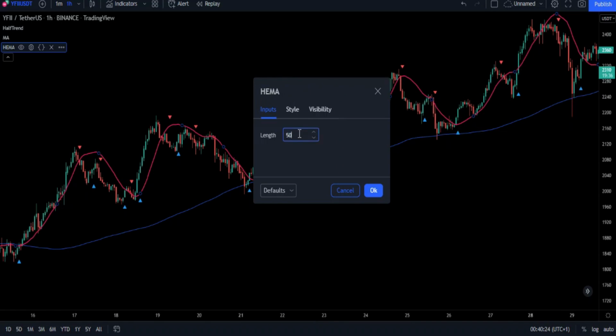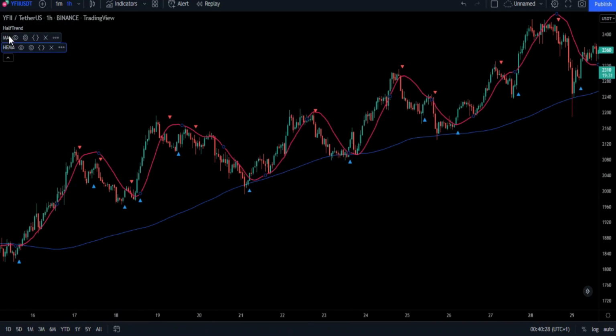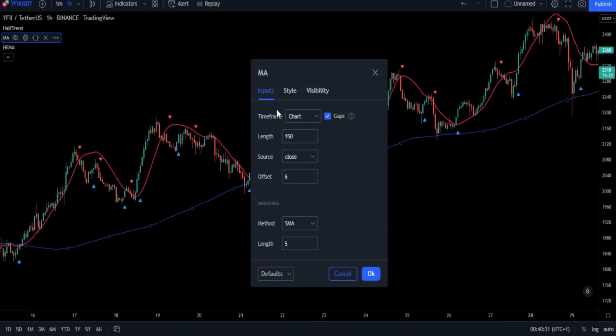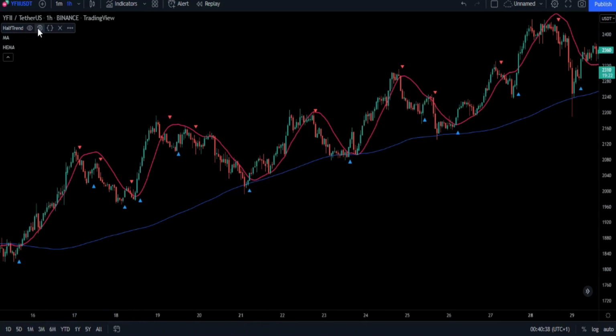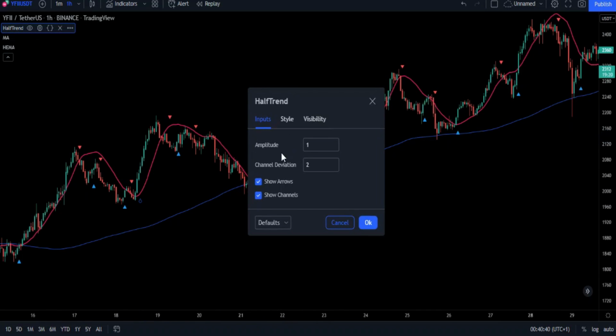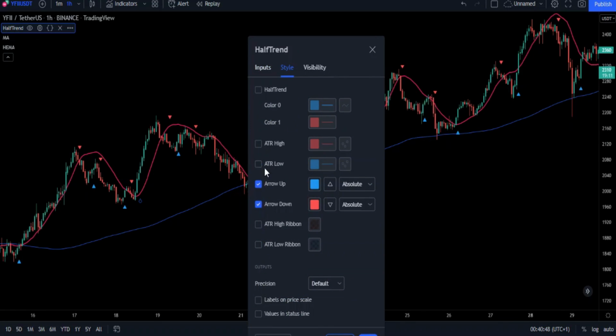First, HEMA indicator. The length should be 50. Secondly, the moving average indicator. The length should be 150 and the offset should be 6. Thirdly, the half trend indicator. The amplitude should be 1, and the channel deviation should be 2. As for the style, remove everything except the arrows.